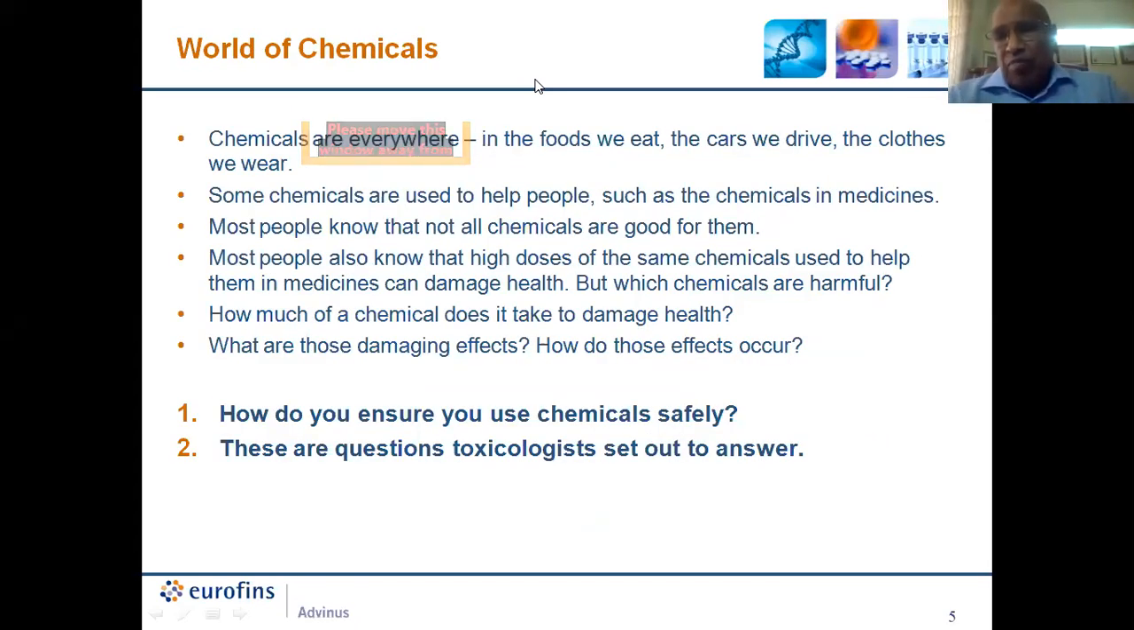Okay, just to give you a broad overview of the world of chemicals. You might think, oh my goodness, a chemical, I don't want to touch a chemical. But you cannot live a life without touching chemicals. Chemicals are in the food we eat, the cars we drive, the clothes we wear. Chemicals are everywhere. Nobody can live, in modern life or in medieval times, without chemicals. Some chemicals are used to help people, like medicines, and most people know that not all chemicals are good for them. Most people also know that high doses of the same chemicals or drugs which are beneficial can be harmful at higher doses. Next slide, please.